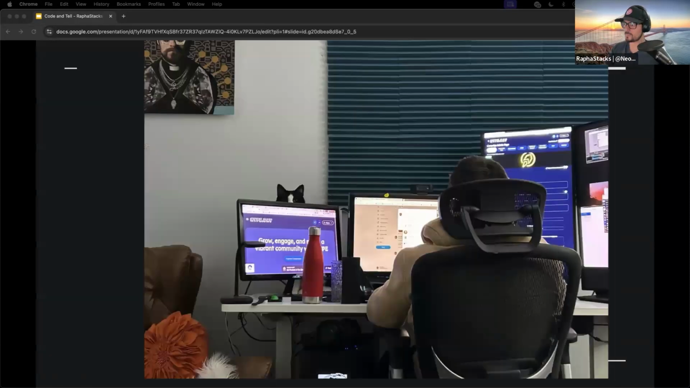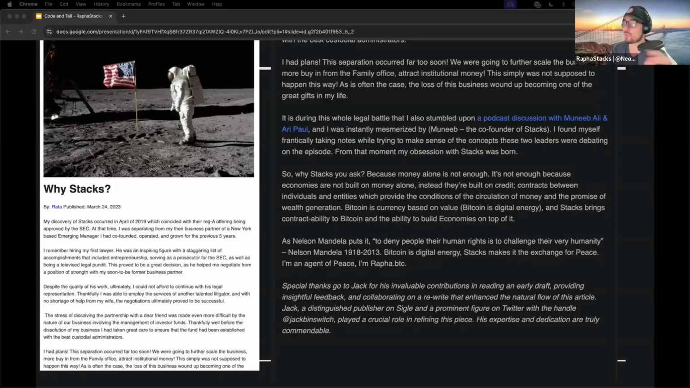And so fast forward, when I discovered Stacks, I was immediately seduced by the idea of programmable money and building a financial system that is more robust, that cannot be tampered with by human governance, but just code.